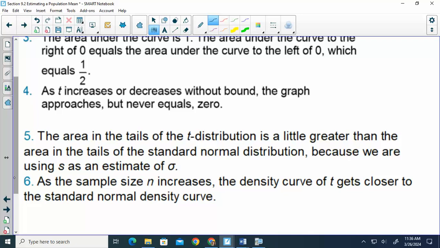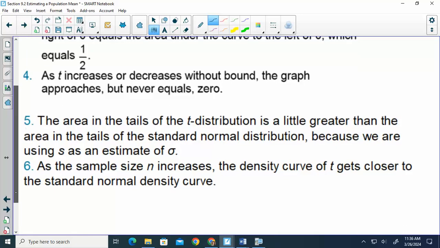Number 5 is explaining the difference between this and the normal. The area in the tails is a little bit more than in our standard normal distribution. If you think about the empirical rule, it tells you 95% falls within 2 standard deviations. Here there's going to be more on the ends and less within the first few standard deviations. So it's a little bit flatter than our regular normal, but when our sample gets bigger, it becomes more normal.